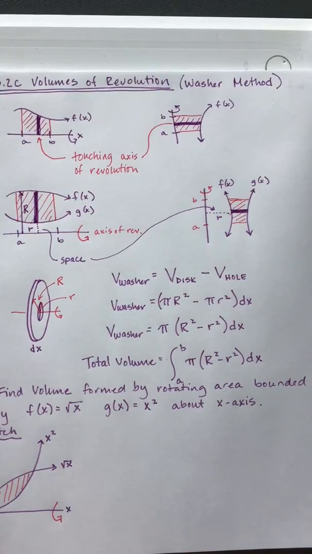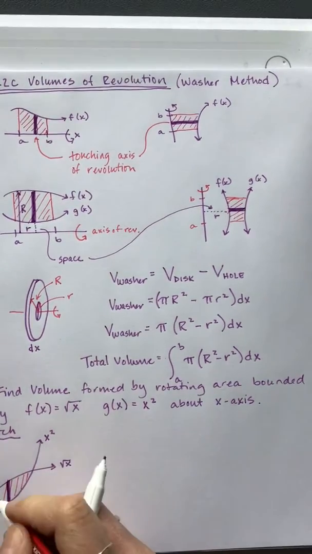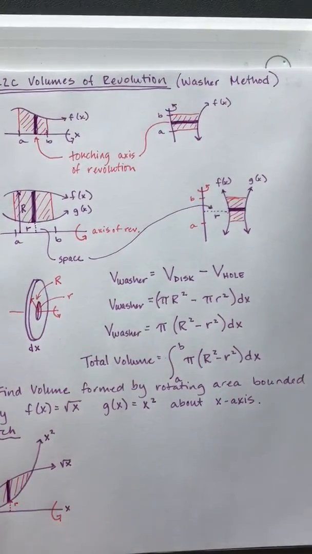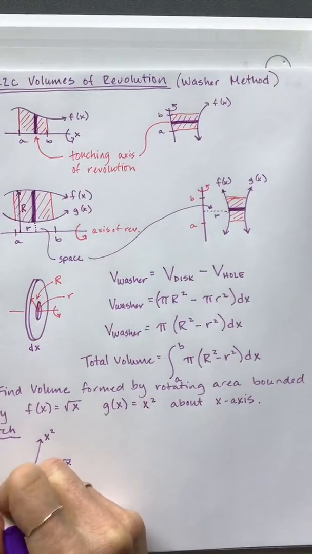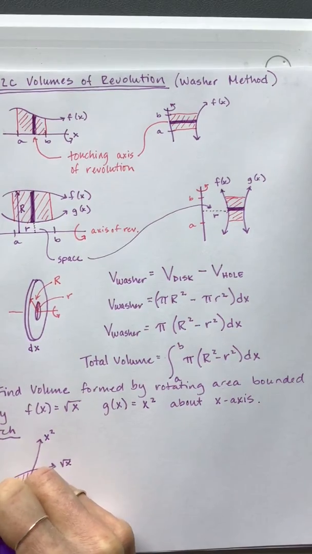Okay, so if you'll notice, we do our slice here, and you can see we've got this little space here. This is little r, and our big R goes all the way up to the top of the slice. Big R.